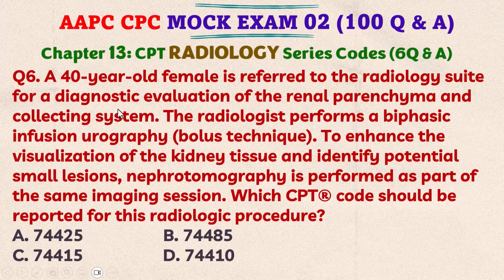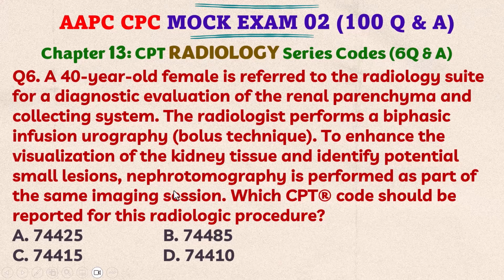Question number 6. A 40-year-old female is referred to the radiology suite for a diagnostic evaluation of the renal parenchyma and collecting system. The radiologist performs a biphasic infusion urography, that is bolus technique, to enhance the visualization of kidney tissue and identify potential small lesions. Nephrotomography is performed as a part of the same imaging session. Which CPT code should be reported for this radiologic procedure?